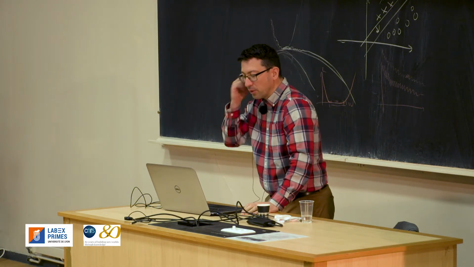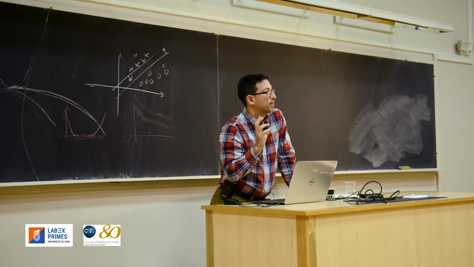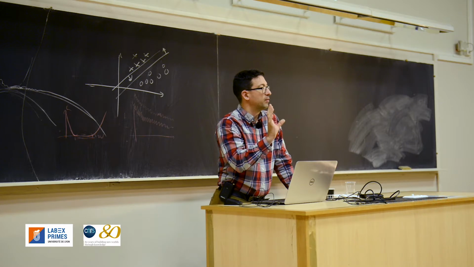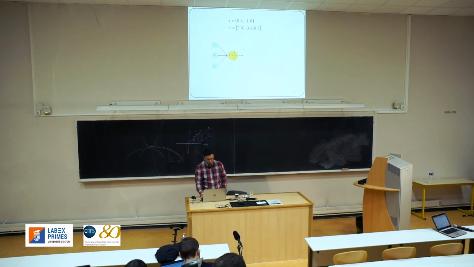Okay, so what is batch processing? Follow me. I'll go back to the very first network that I showed you at the beginning of the presentation, that very simple linear classifier. Let's say you have this linear classifier, which is the simplest neural network one can think of. So you have a bias plus x1, x2. If you want to know what's the output of your network, it's very easy.